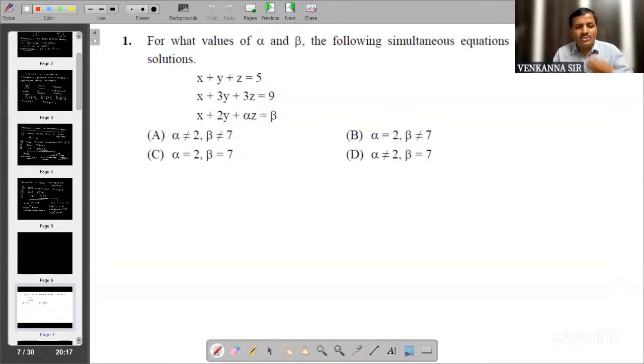Now let us solve some questions here. For what values of alpha and beta, the following simultaneous equations have infinite number of solutions?